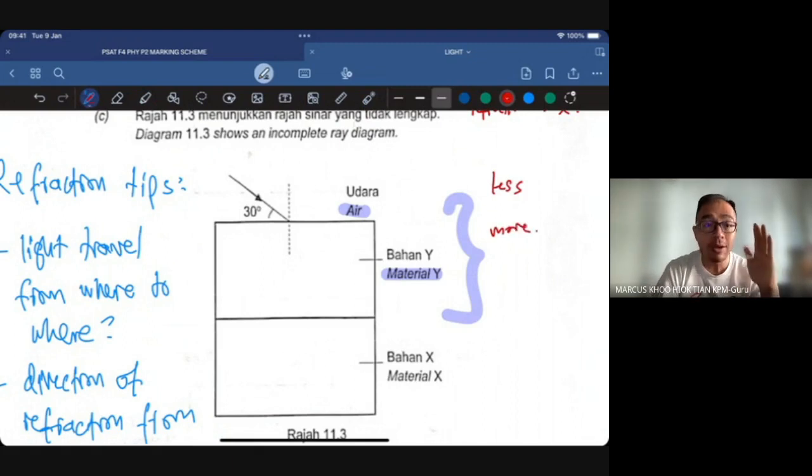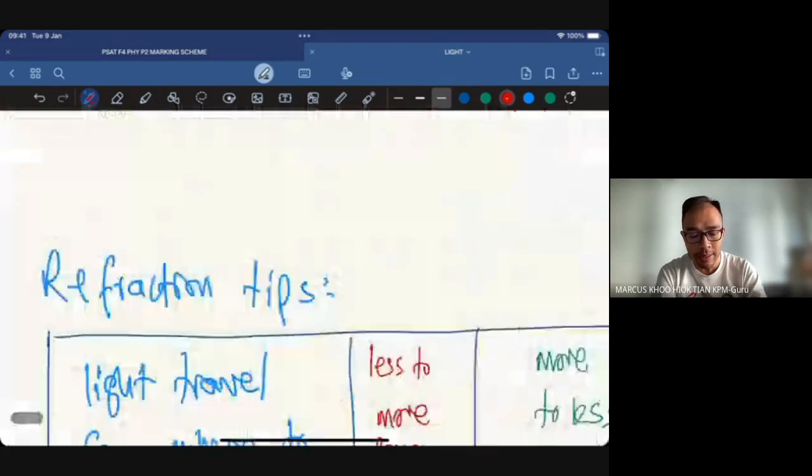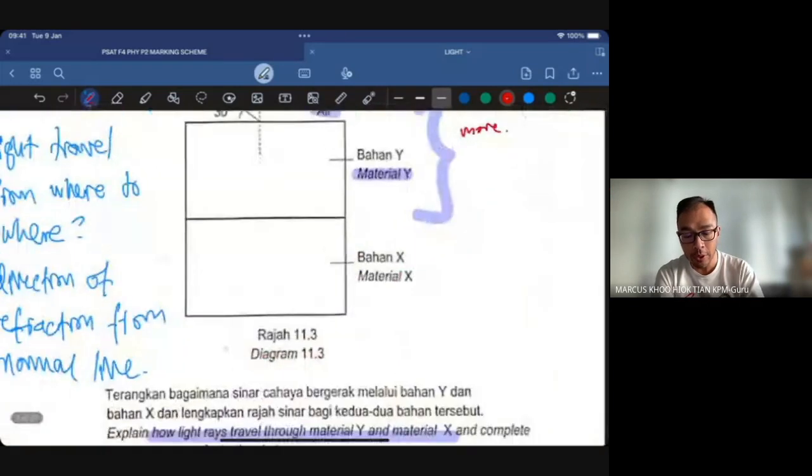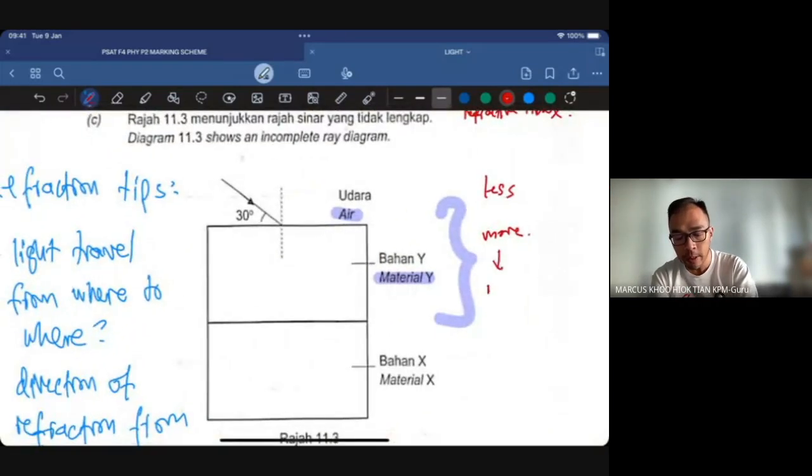Okay, in the case of the first part, going into material Y, according to this, less to more means it's going to go nearer to the normal line. Less to more, therefore nearer to the normal line.